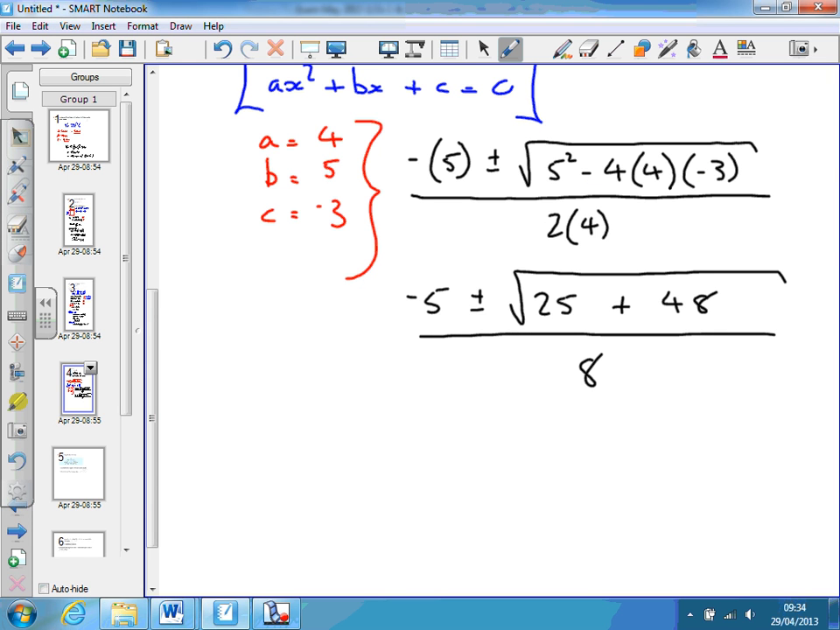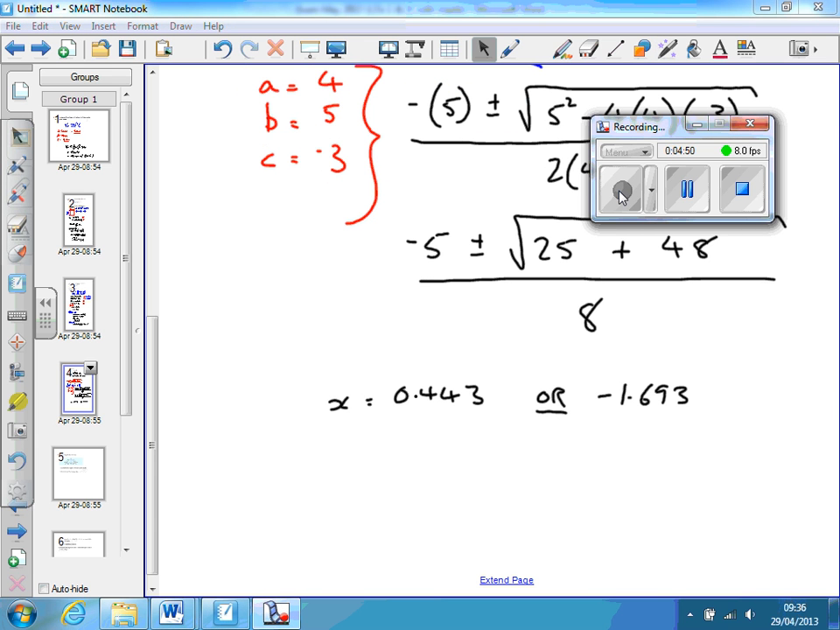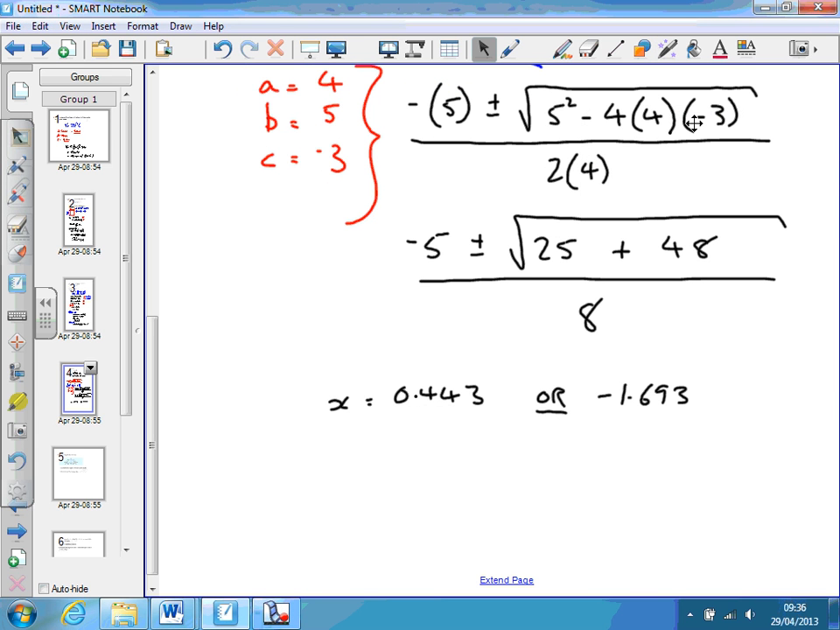So now I'm going to put this into my calculator, use the fraction button on the calculator, and then put this in. What do I do about the plus or minus? I put the plus in first, work out what that is, and then the minus and work out what that is. If you do it in one hit on the calculator, you can scroll back and just change the plus to a minus. So have a go and see if you get the answers. I'll put them below. I get the answers 0.443 or minus 1.693.